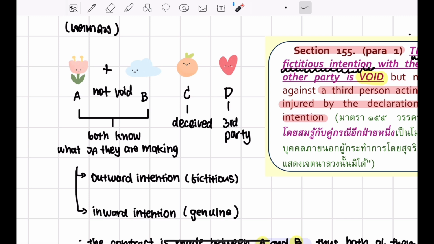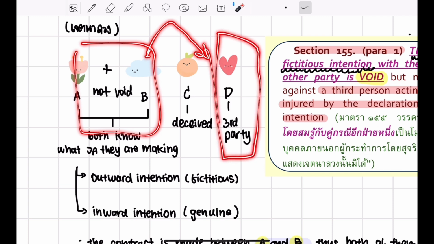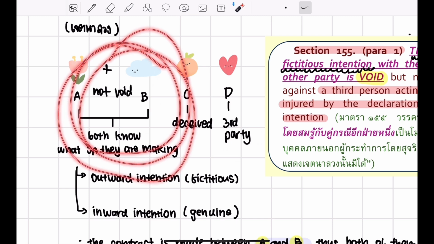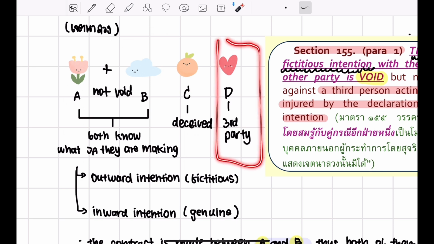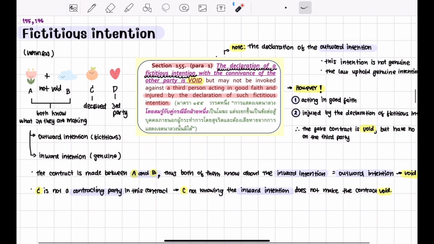It does not necessarily mean that the contract between A and B is void, but it means that the contract between A and B of fictitious intention cannot have anything to do with D. So if D has entered into any contract relating to their business, D gets to keep everything about the contract, like everything he got out of the contract as well. And that's basically the concept of fictitious intention.